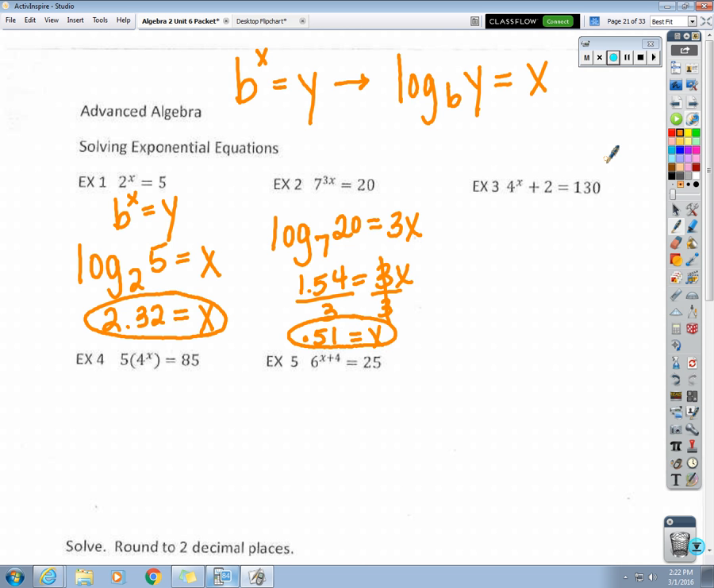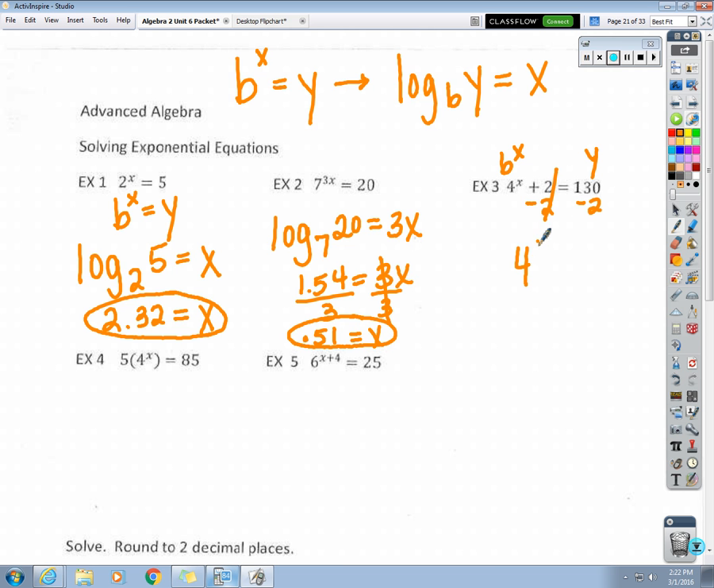We have a plus 2. So think about it. Like this 4 to the x is your b to the x. Over here, this is your y, but that's extra. So we can't go straight into rewriting it. First, we need to get rid of that 2 by subtracting it to the other side.